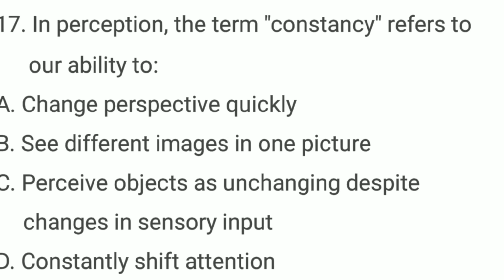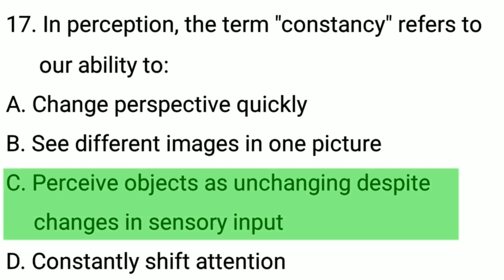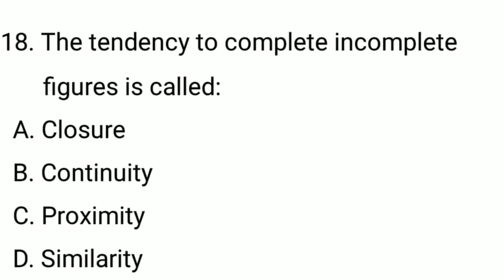Question number 17. In perception, the term constancy refers to our ability to. The right option is option C, perceive objects as unchanging despite change in sensory input. Question number 18. The tendency to complete incomplete figures is called. The right option is option A, closure.